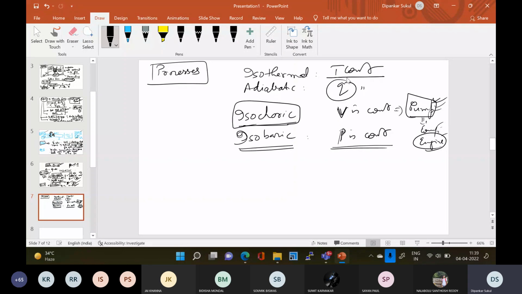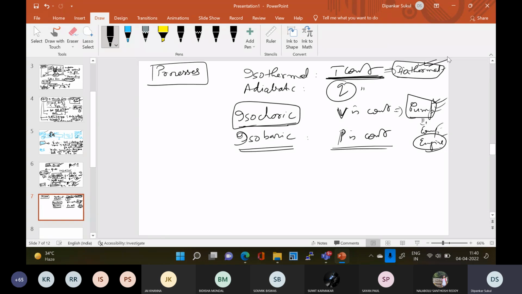And when it is isothermal, isothermal means there should be a diathermal wall. That is, through the boundary, heat should be exchanged. If heat cannot be exchanged through the boundary between your system and surroundings, the temperature cannot remain the same. The temperature of the system cannot remain constant. In order to maintain a constant temperature of your system, there should be a diathermal wall. And for an adiabatic process, your boundary should be an adiabatic wall.